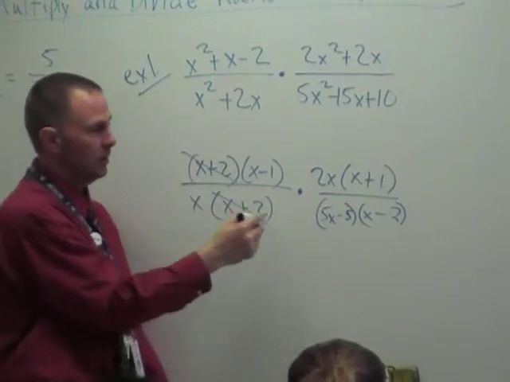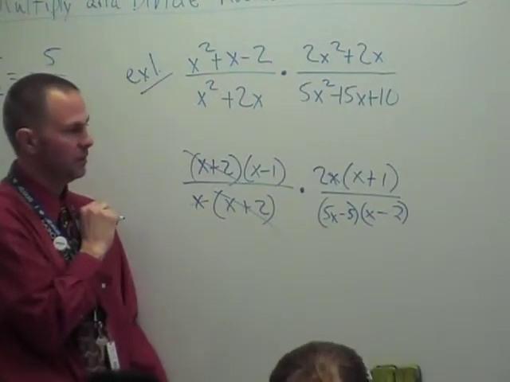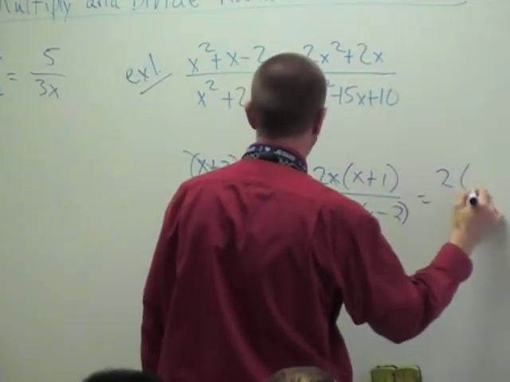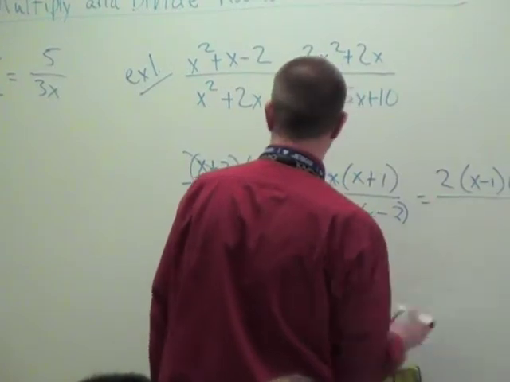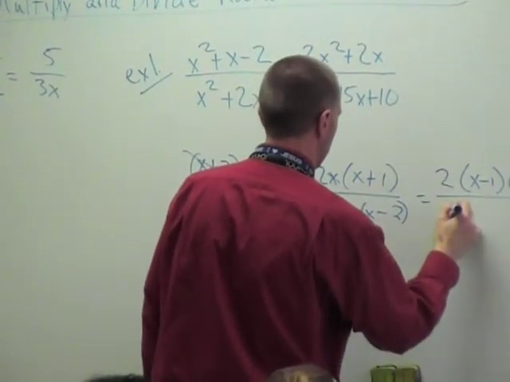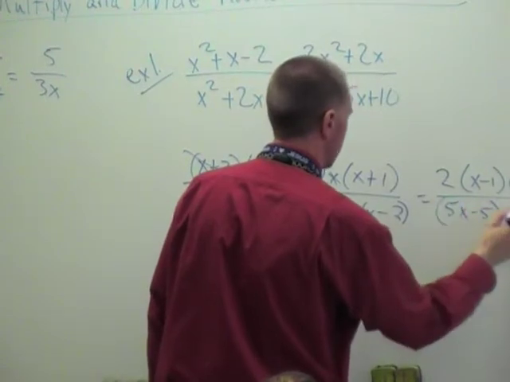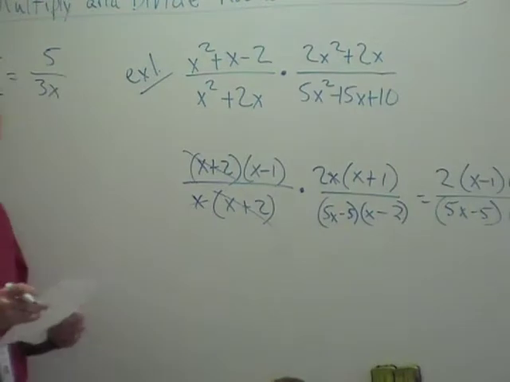The x and the 2x, the x and the x reduce. So what you have left is, on top, a 2, x minus 1, x plus 1. On the bottom, 5x minus 5, and an x minus 2.